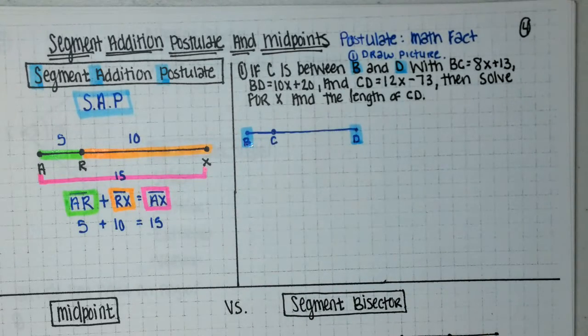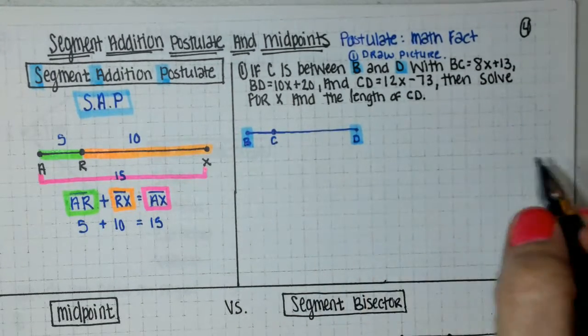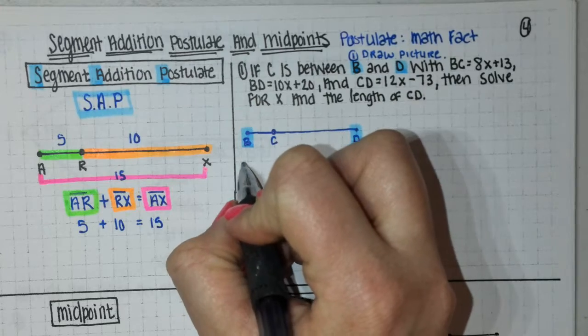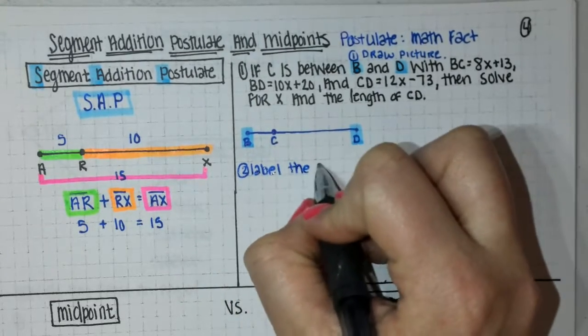The second thing we want to do is label the picture. So step 1 is to draw the picture. Step 2 is to label the picture. So draw the picture first.